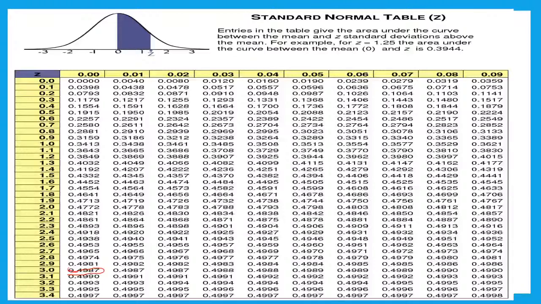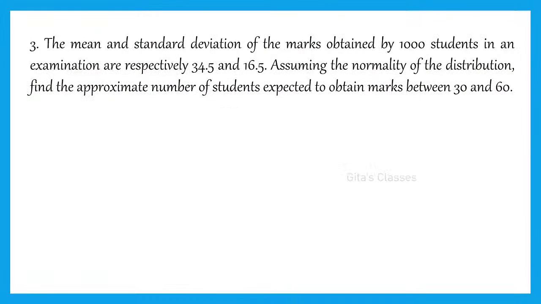So, okay, we'll go to the next question. Now you try to do this. The mean and standard deviation of the marks obtained by 1000 students in an examination are respectively 34.5 and 16.5. These are all the main applications of our normal distribution. So assuming the normality of the distribution, find the approximate number of students expected to obtain marks between 30 and 60. So what is given?